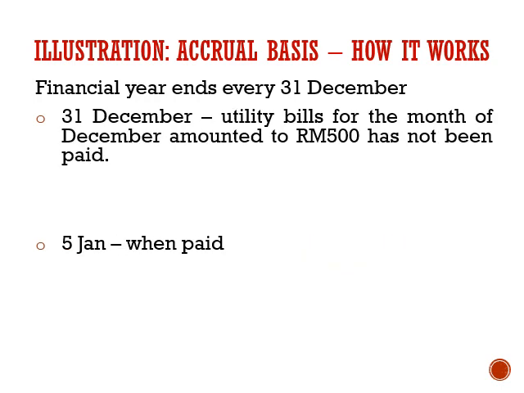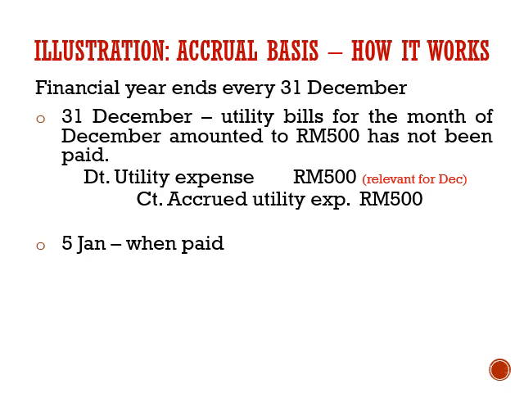On 31st December, the entity realized that the utility bills for the month have not been paid yet. Therefore, it recognizes an accrued expense by crediting the accrued utility expense account and debiting the utility expense account. There is no cash outflow, but the expense for the month has been recognized.